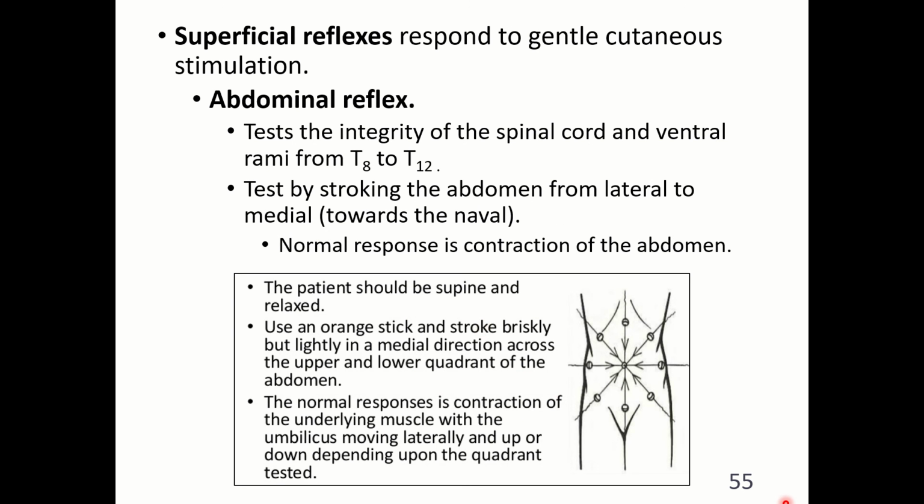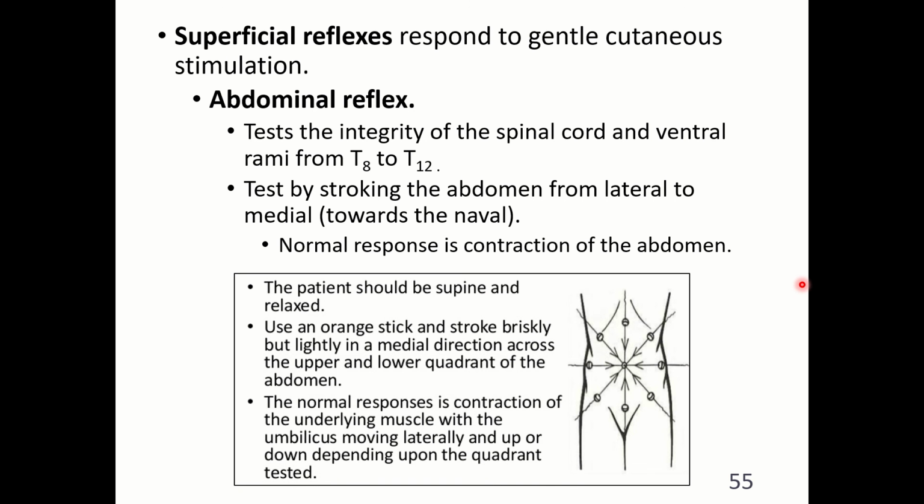And then the abdominal reflex tests the integrity of the spinal cord and the ventral rami, or anterior rami, from T8 to T12. This is done by stroking the abdomen from lateral to medial, or towards the navel. The normal response is the contraction of the abdomen, so you should see the abdominal muscles twitch.